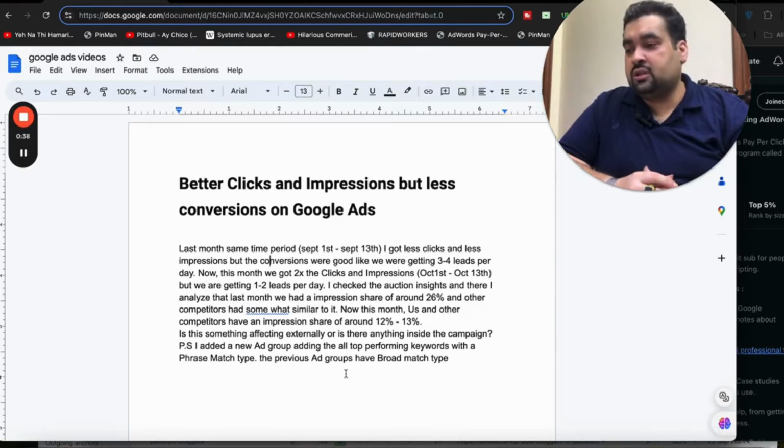I checked the auction insights and analyzed that last month we had an impression share of around 26%, and the other competitors had somewhat similar. Now this month, we and other competitors have an impression share of around 12 to 13%. Is this something affecting externally or is there anything inside the campaign? I added a new group with all the top performing keywords with a phrase match type. The previous ad groups have a broad match type.